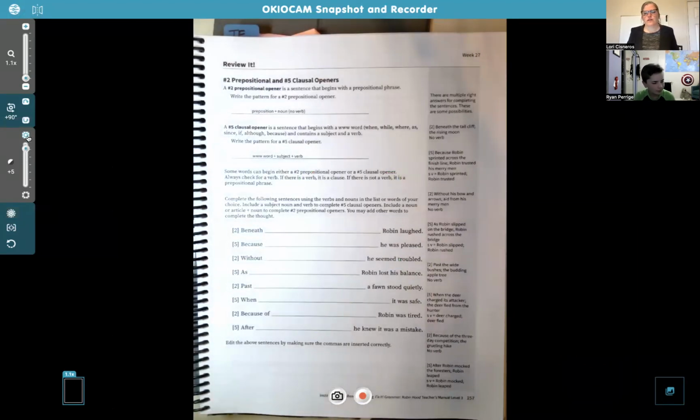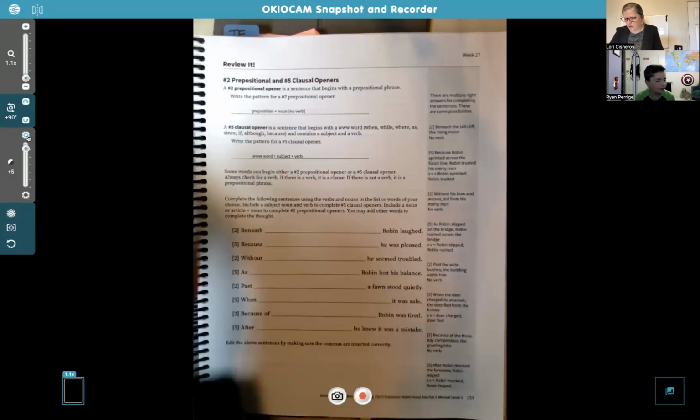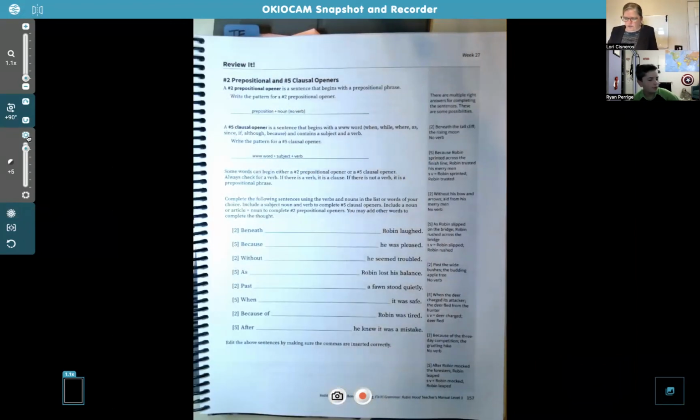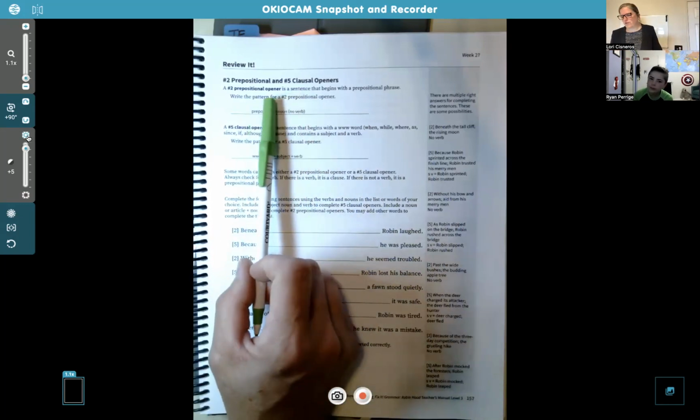Okay, so it's a review page, which is nice. And we're talking about two different openers today, the prepositional and the clausal openers. You probably remember the prepositional phrases don't have a verb. They only have a noun. And then the clausal, any of the clauses like who, which clause, or that clause, or adverb clause, all of those have subject and verb. So that's the main difference between those two, but these are openers, so it's a little bit different.